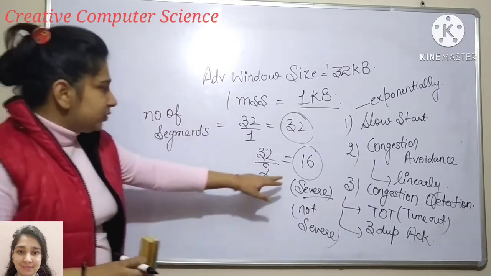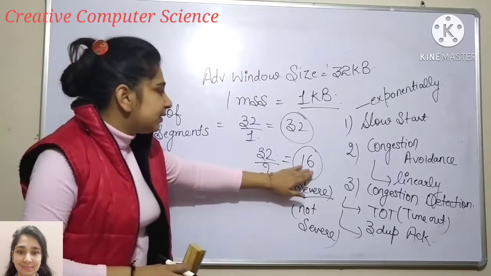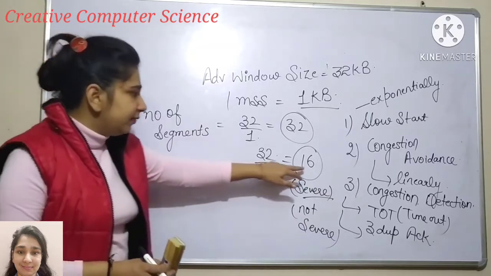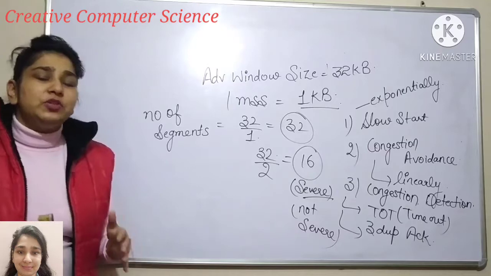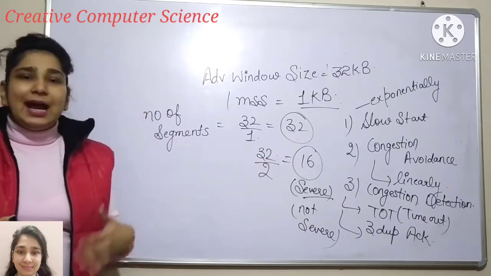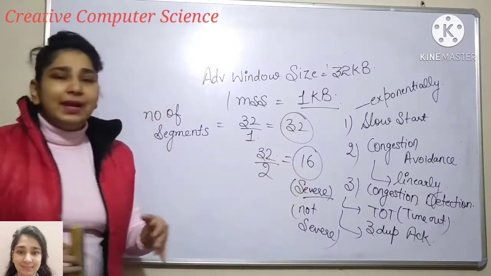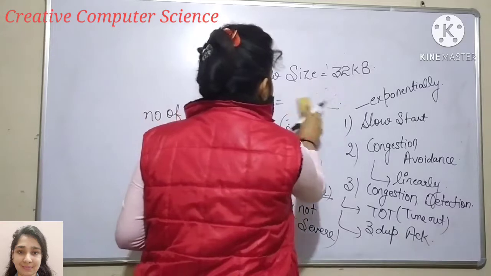So this 16 is our threshold value. The total number of segments which your receiver can receive is 32, so I divided by 2 and got 16. Okay, so what do I have to do next?